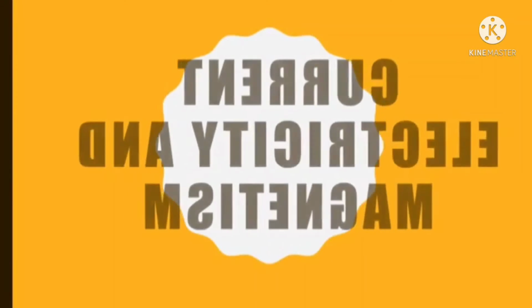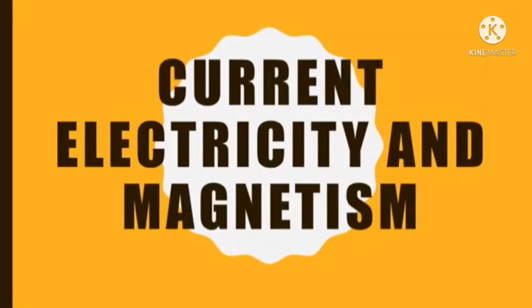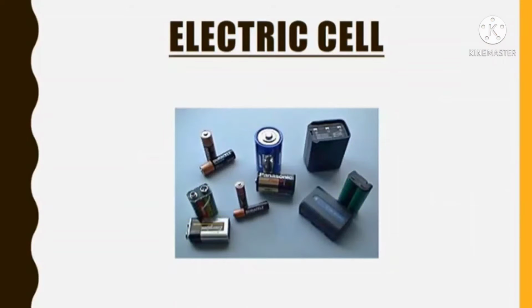Good morning, dear student. Today we are going to take a revision of chapter number 4, Current Electricity and Magnetism, also force and pressure. In this part we are going to learn about electric cell. You can see the different pictures which are showing electric cells, and these cells are used in various electric appliances. These are the day-to-day life examples of electric cell.